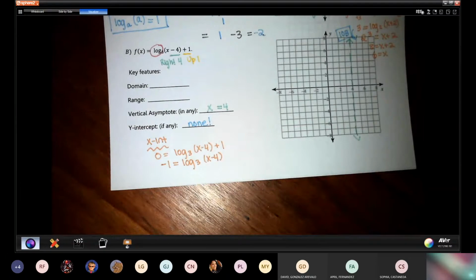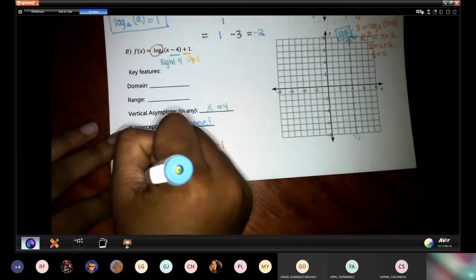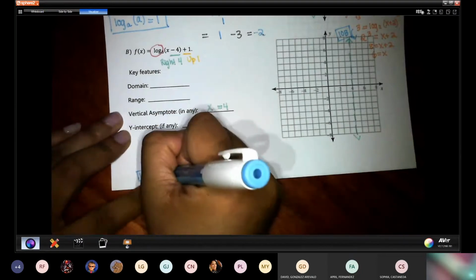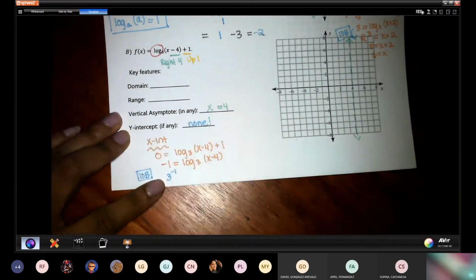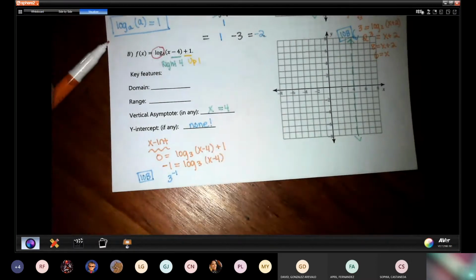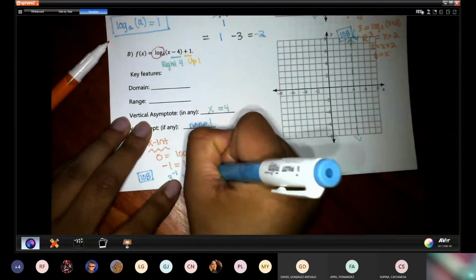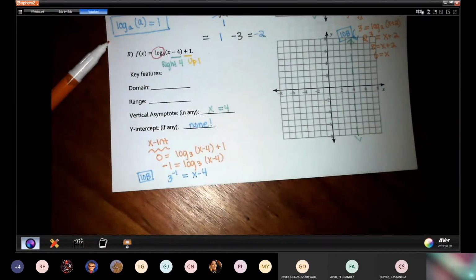This next step is going to be covered in 10b, so don't worry about not being able to do it right now. It's going to be 3 to the -1 power. I'm just going to write the whole thing. And that's just the definition of a log, but we'll talk about it more. I'll make sure we talk about it, okay?